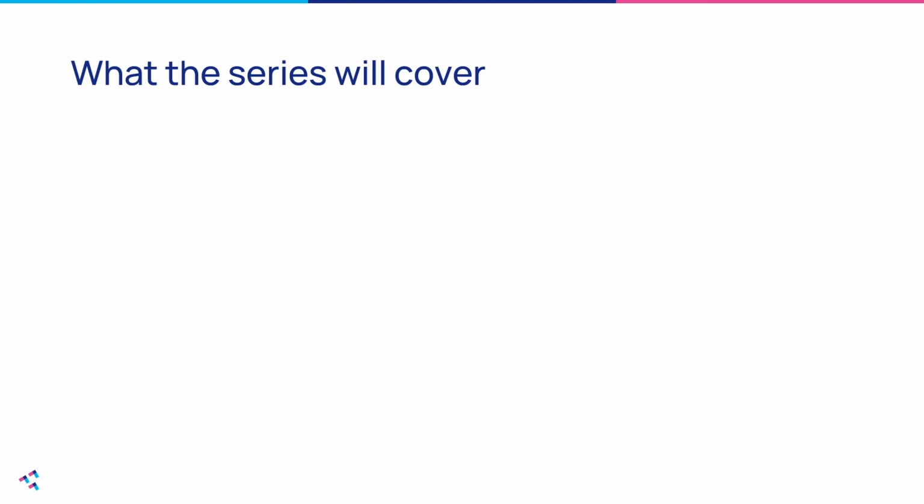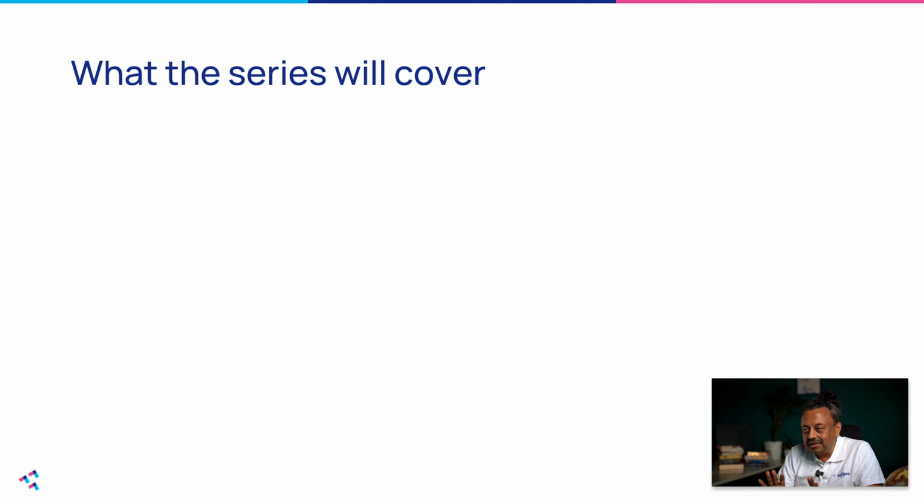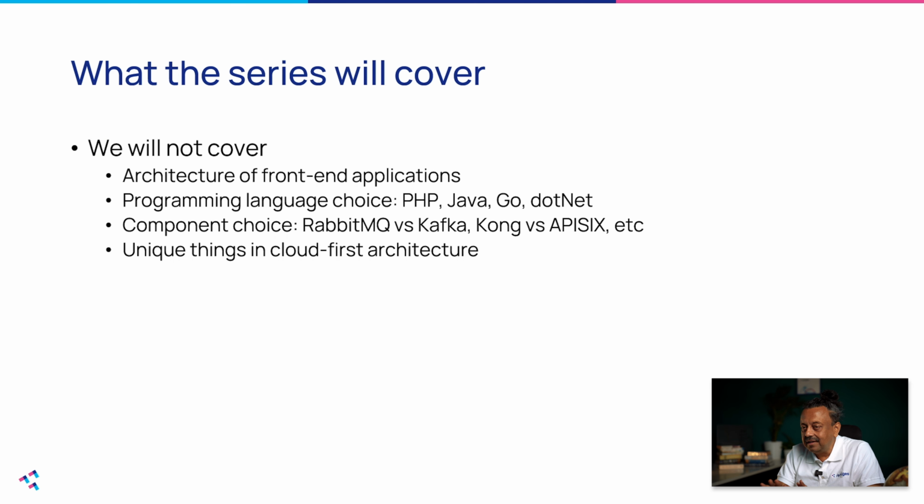So first, what this series will cover and won't cover. We will not be covering front-end software. We will not be talking about the architecture of mobile apps, for instance. We'll only be talking about server-side architecture, because that's where we find architecture to be interesting and challenging, and it has all sorts of trade-offs and shades of gray and so on. So we will only be talking about server-side code.